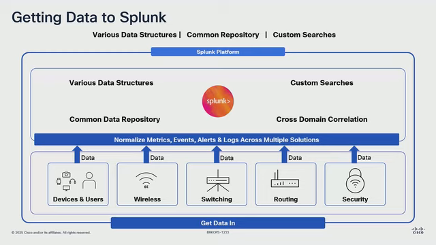So I can take data from multiple different systems, whether they be things, users, wireless, routing, or switching. All of this data is usually in a different format. Even the timestamp or date is typically in a different format as well. So in Splunk, I normalize all of those events, metrics, alerts and logs, and they end up in a common data repository in Splunk.